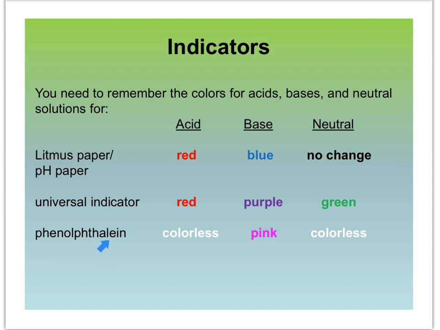And then phenolphthalein is the most commonly used indicator when we do labs, and it is colorless in neutral and acidic solutions. At around pH 9, it turns pink. So you do need to know those three indicators. But again, remember there are hundreds and hundreds of other indicators.